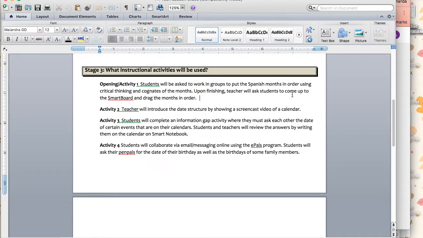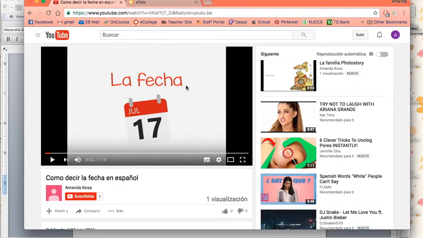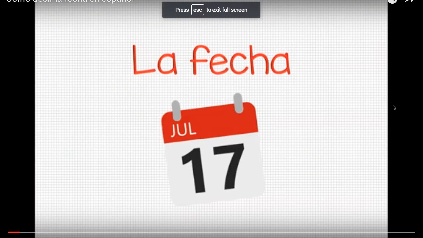After that, students would be introduced to the date structure by watching a screencast video of a calendar. So this is a screencast that I made, using a screenshot of the calendar on my Mac to make it a little bit more exciting for the students. So here's a snippet of what that screencast is like.